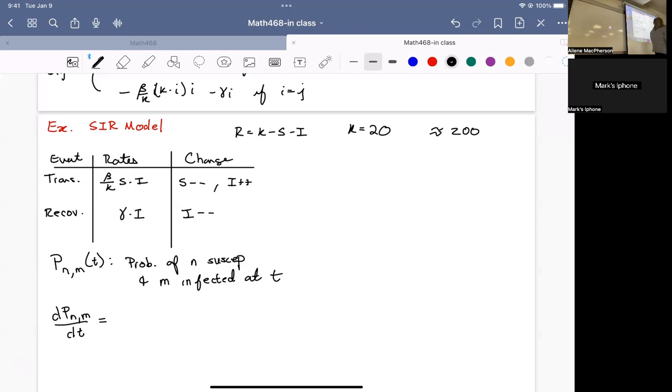So let's think about what we're doing here. We want to talk about how things could flow out of the NM state and how things could flow into this NM state. Let's start with the flowing out. How can you flow out from this NM state? It's always going to start with a minus P NM of T, the probability of being in the state to begin with, and then you have to multiply by the rate of flowing out. Did you have that rate, Nina?